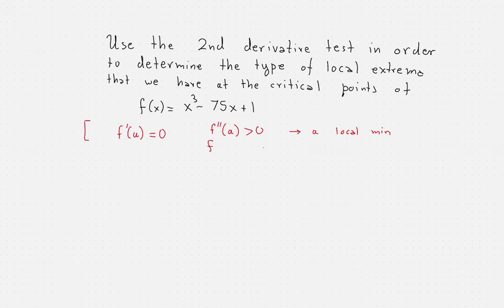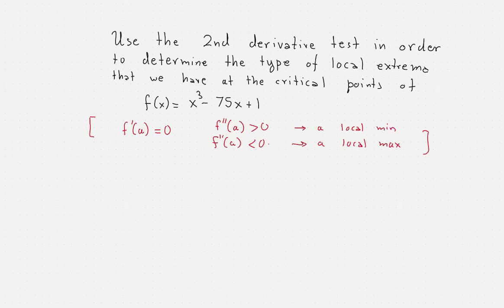Unfortunately, this test tells us nothing about the case that f double prime of a is equal to 0. Sometimes people say that the test is inconclusive. We just don't say anything because it's pretty much useless in that case, and one would have to go to the monotonicity table in order to find the kind of extremum that we have. So let's solve this problem.